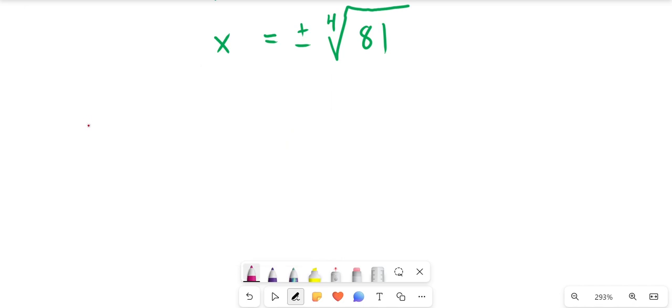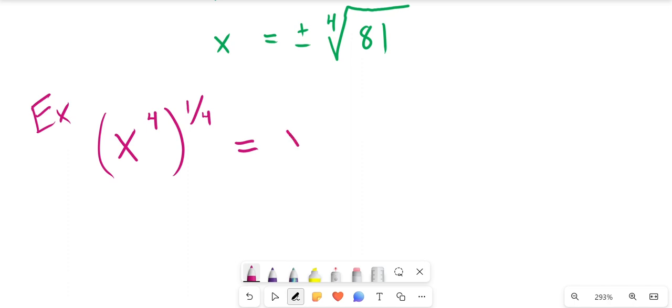Now, let's talk about, I want to cancel this x to the fourth power. I want to cancel it with a radical. I would choose the 1/4 power. This would get me x. That's because this is 4 times 1/4 up here. And we know how to cancel things by multiplication to 1. I just multiply by the reciprocal.